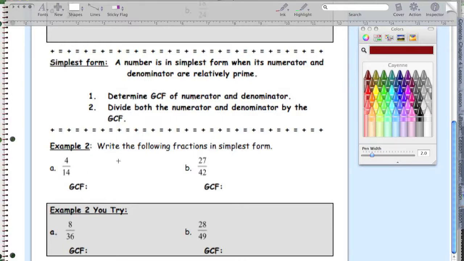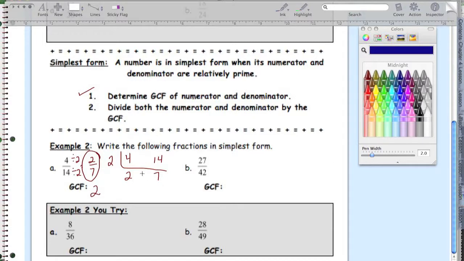But 4 and 14. So I want to think about what goes into 4 and 14. And I can go back to Euclid's method. 2 goes into both of them. And now I can say, okay, so my GCF is 2. So that's the number I first determine, the GCF. Now divide both numerator and denominator by that number. So I'm going to divide by 2, and I get 2/7. So my fraction in simplest form is 2/7.